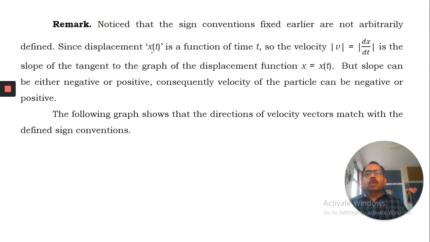Remark: notice that the sign convention fixed earlier are not arbitrarily defined. Since the displacement x(t) is a function of time, velocity is the slope of the tangent to the graph of the displacement function x(t). But slope can be either negative or positive. Consequently, velocity of the particle can be negative or positive.